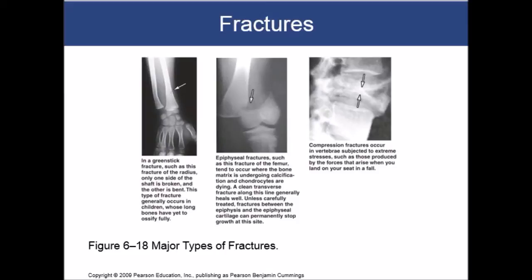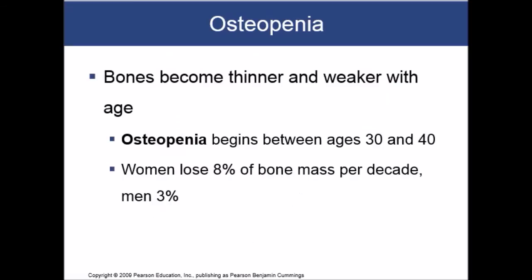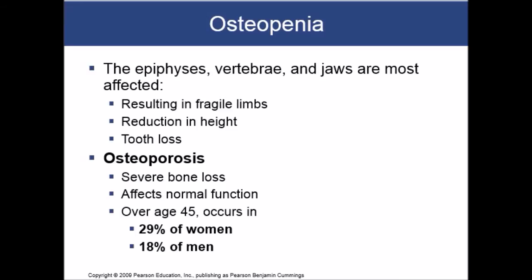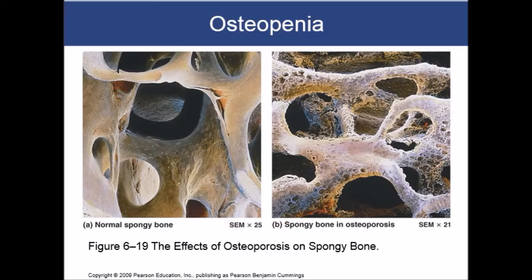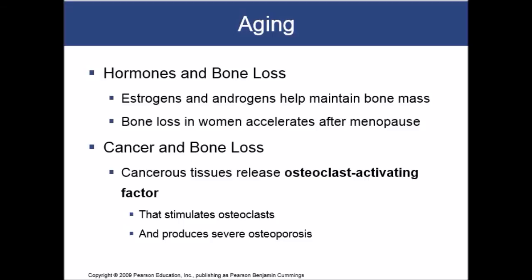Compression fracture is like if you fall down in a seated position, and this is in the vertebrae. Osteopenia. What are the types of osteopenia? We talked about rickets versus osteomalacia and osteoporosis. Osteopenia is just weakness in general. Osteoporosis is something else. This is severe, more in females, and it's due to hormonal problems. And the bone becomes porous, fragile. Okay? Aging, everything deteriorates.